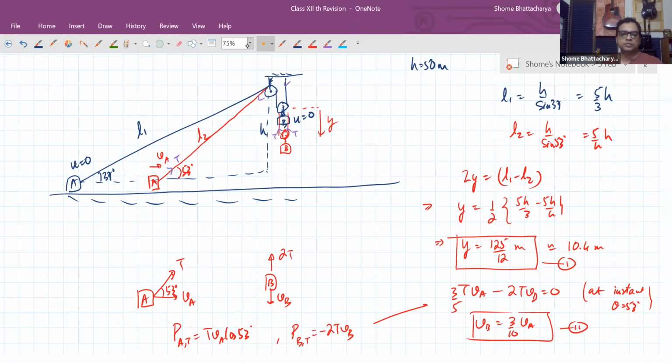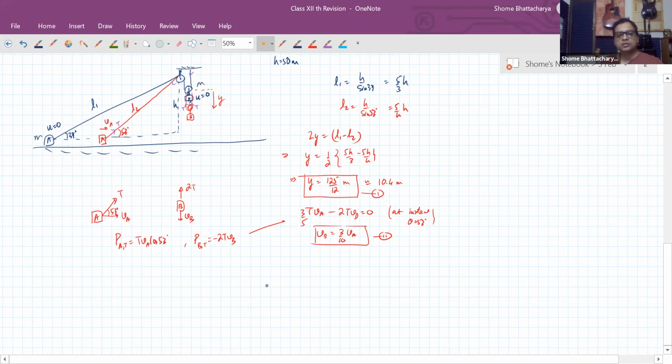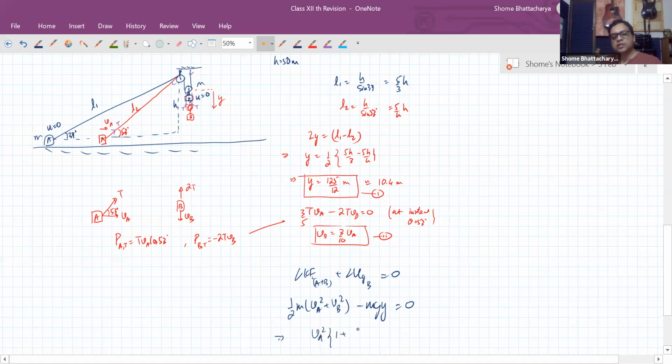And then we apply work energy theorem. So the two masses are the same. So change in kinetic energy of A plus B plus change in gravitational potential energy of B should be 0. So half m VA square plus half m VB square minus mgy should be 0. So we can write this like this, that VA square into 1 plus 9 by 100 should be equal to 2g into y, and y is 125 by 12. So this should give me VA.